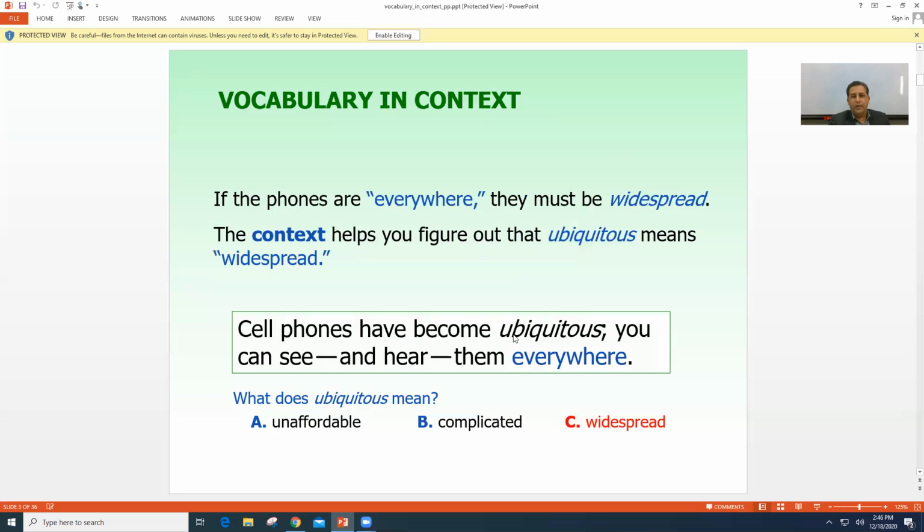Now, cell phones have become ubiquitous. You can see and hear them everywhere. So what does ubiquitous mean? The correct answer is widespread. Why have you got this meaning? Because you know that in the sentence, you can see and hear people talking about cell phones everywhere. So that means cell phones have become widespread.